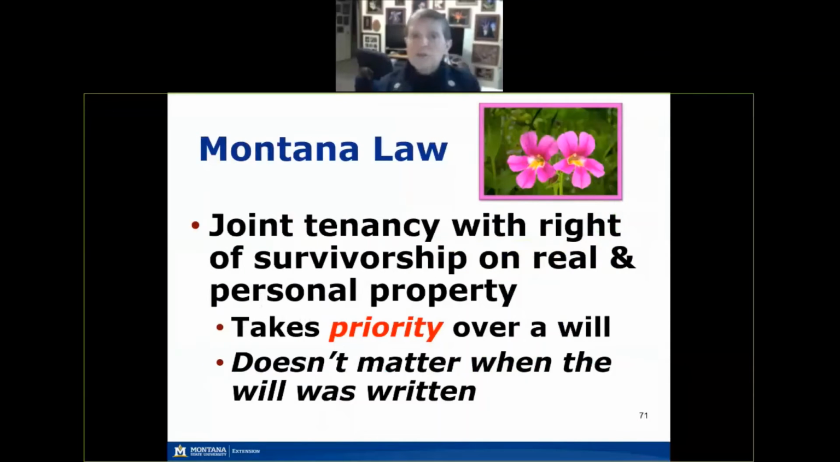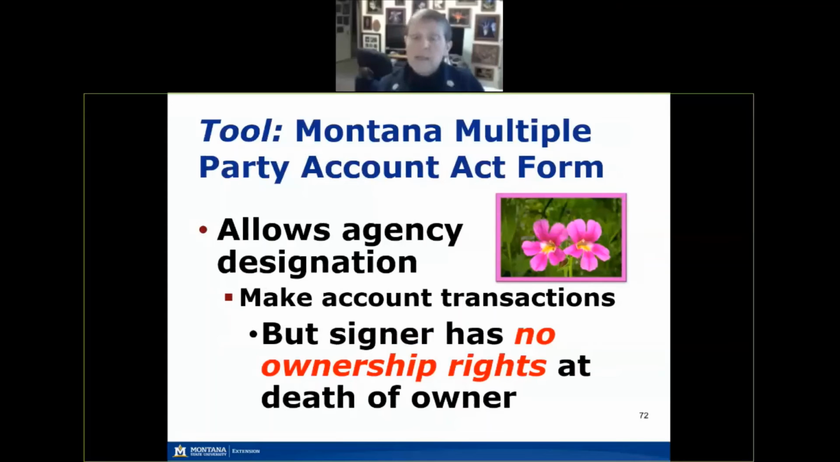So you see, joint tenancy with right of survivorship takes priority over a will, and it doesn't matter when the will was written. Now, Montana did step in and help in this situation because they passed a law that allows us what is called an agency designation. In other words, this person can still sign the checks and help out mom, but there's no ownership rights.